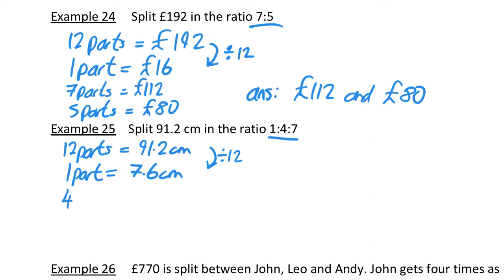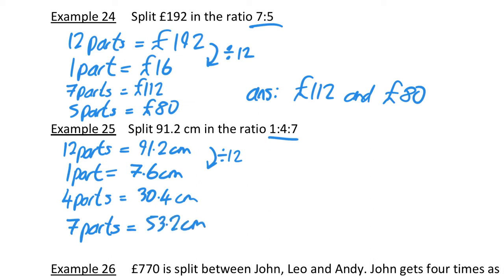And then you can multiply by 4 to get 4 parts, which is going to be 30.4 centimeters. And you can multiply your one part by 7 to get what 7 parts is. So 7 parts would be equal to 53.2 centimeters. And again, if you added all of those up, 7.6 plus 30.4 plus 53.2, you would get 91.2. So your answer is going to be, it was one part first of all, which was 7.6 centimeters, 30.4 centimeters, and your last one was 53.2 centimeters.